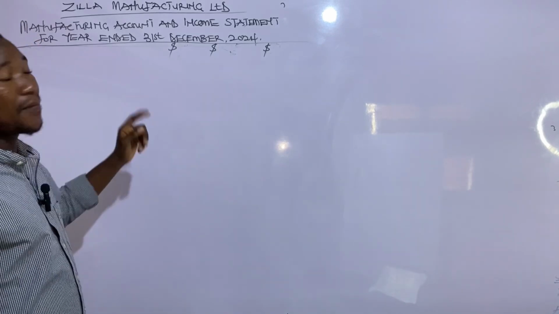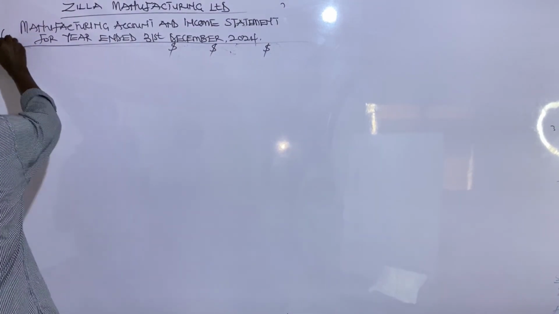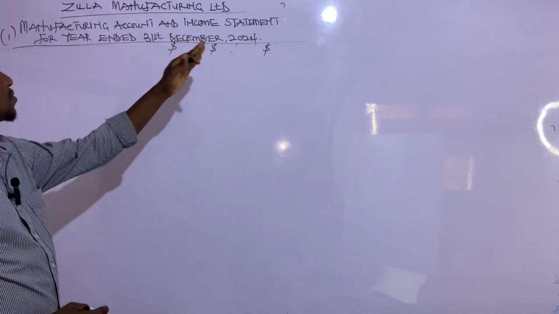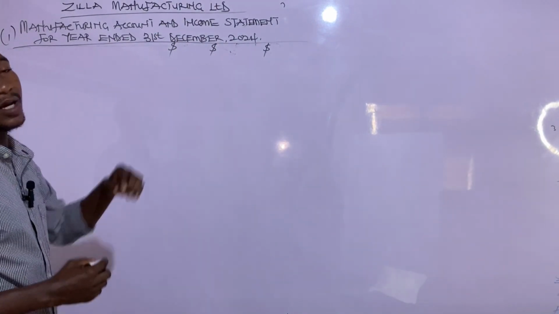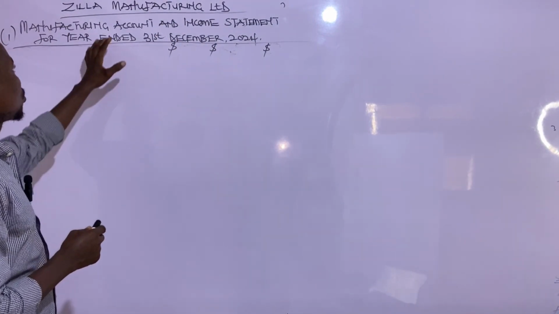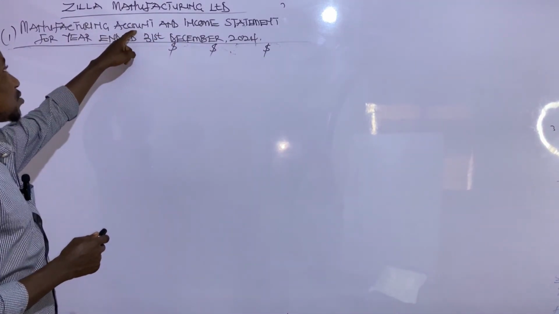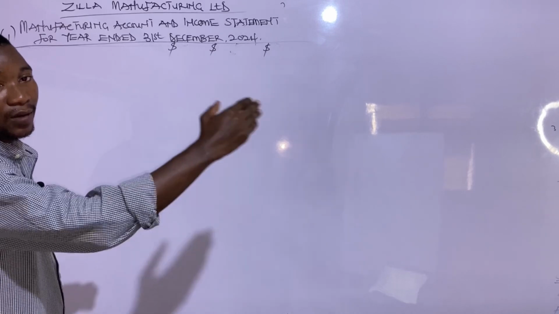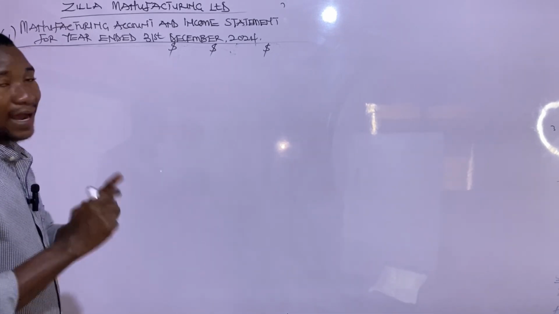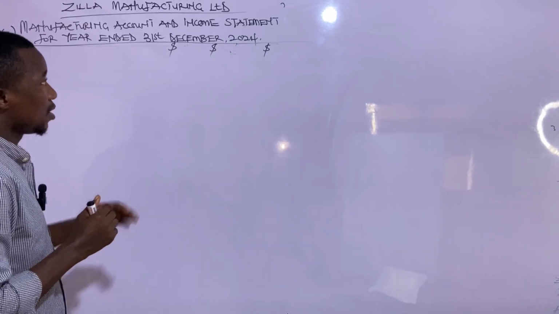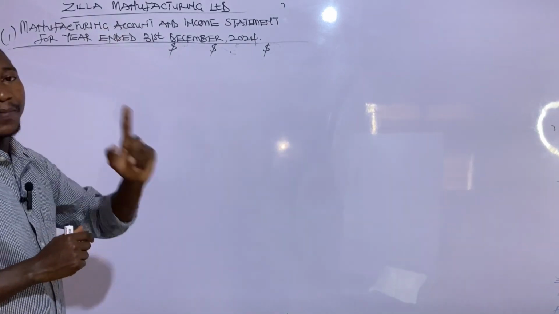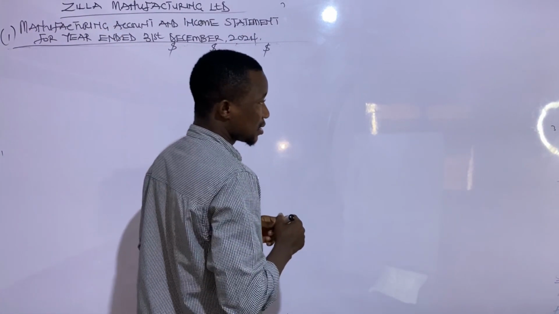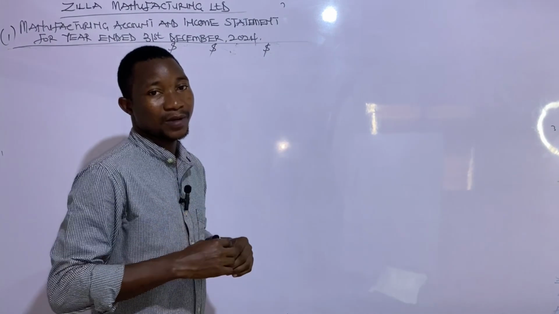Then the first requirement, that is I, we should prepare a manufacturing account and income statement for the year ended 31st December 2024. This is two combined accounts. We have the manufacturing account and the income statement. Is that okay? Afterwards, we look at the statement of financial position. I said first determine the cost structure, because the manufacturing account is prepared to ascertain what we call the cost of production. So if that is the case, what are the components of cost of production?